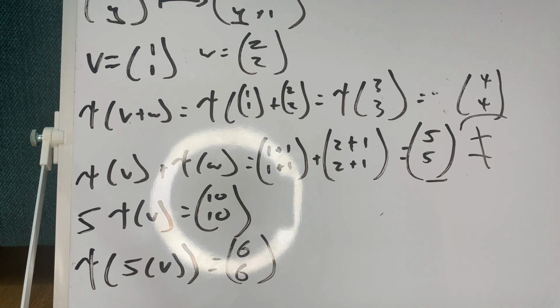So we've got our original v, which is (1, 1). Add 1 to both, you get (2, 2). Times it by 5 is (10, 10). And if it's linear, that should equal phi of 5 times v. We know 5 times v is going to be (5, 5), and then we apply phi to that, adding 1 to top and bottom, we get (6, 6).